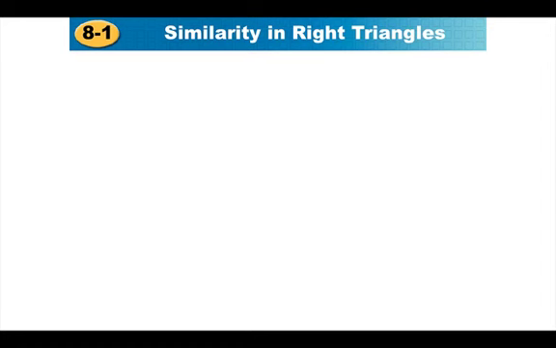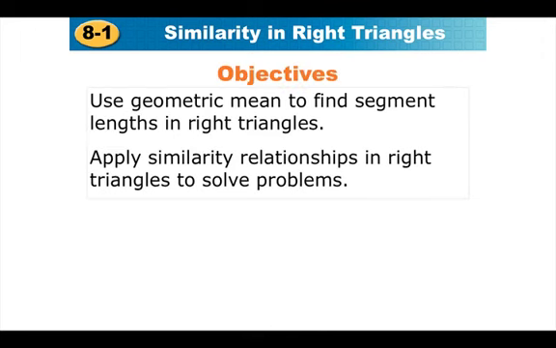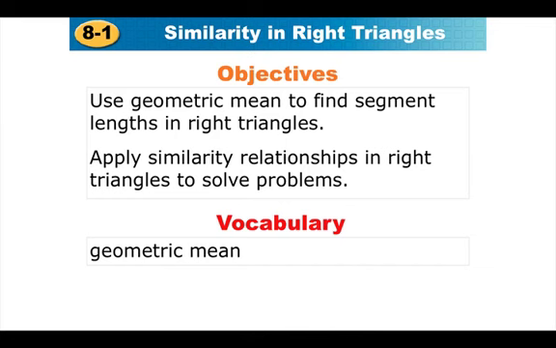Section 8.1, Similarity in right triangles. These are the objectives. Use geometric mean to find segment lengths in right triangles. Second one, apply similarity relationships in right triangles to solve problems. Vocabulary, there it is. Next slide.